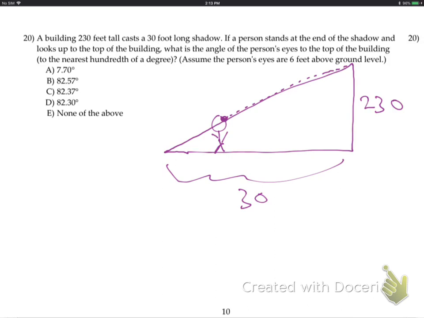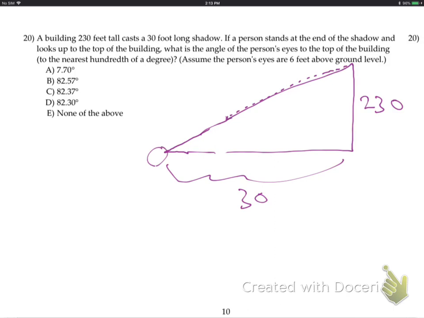A person stands at the end of the shadow. A building 230 feet tall casts a 30-foot long shadow. If a person stands at the end of the shadow. Oh, you know what? What's wrong with my diagram? Your person's too close. He's got to go to the end of the shadow. I blew it with my person. They're supposed to be at the end. I thought something was wrong here.